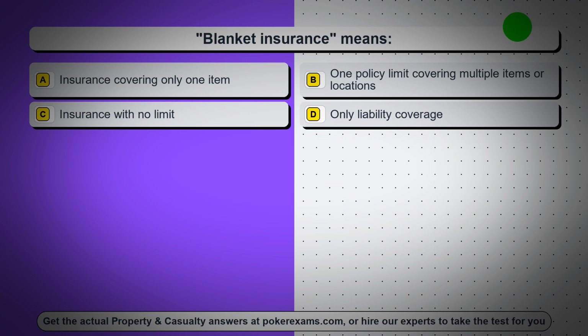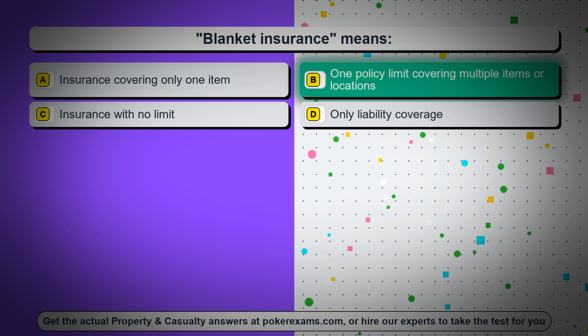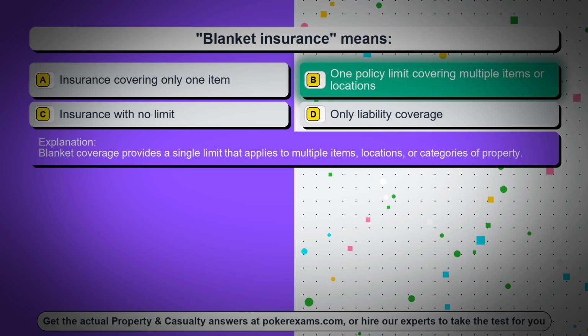Question 14. Blanket insurance means. Option A, insurance covering only one item. Option B, one policy limit covering multiple items or locations. Option C, insurance with no limit. Option D, only liability coverage. The correct answer is option B, one policy limit covering multiple items or locations. Blanket coverage provides a single limit that applies to multiple items, locations, or categories of property.